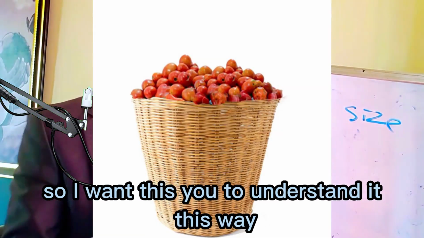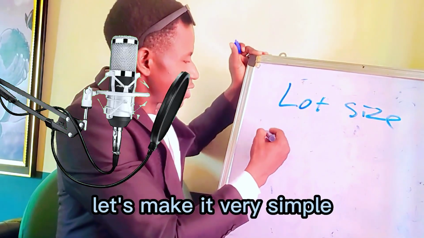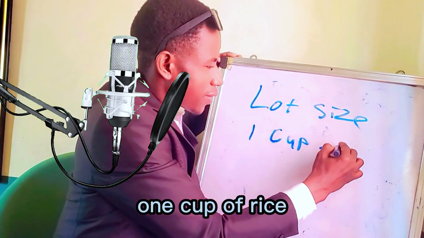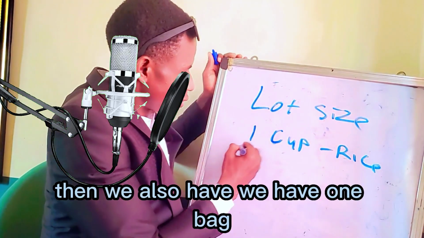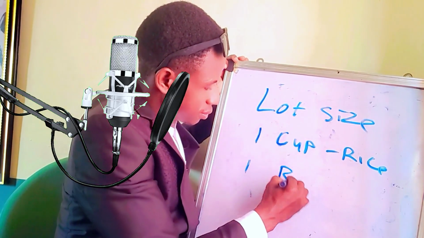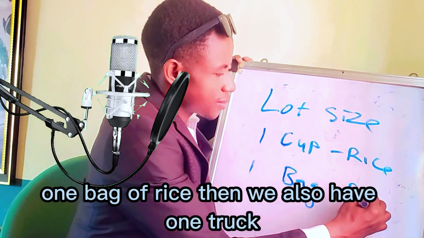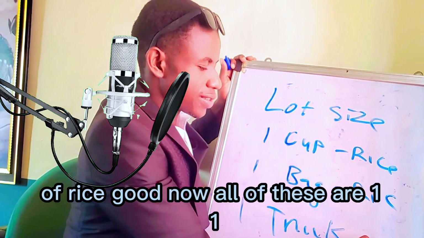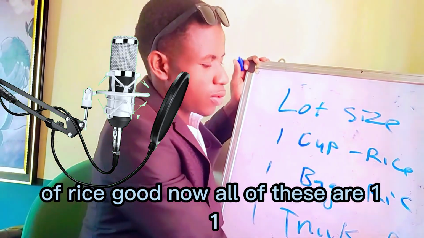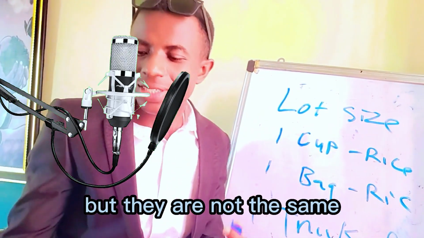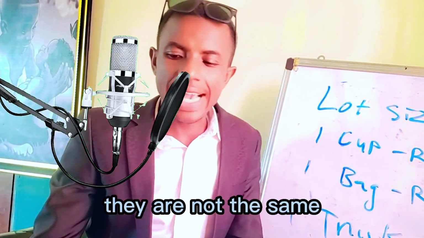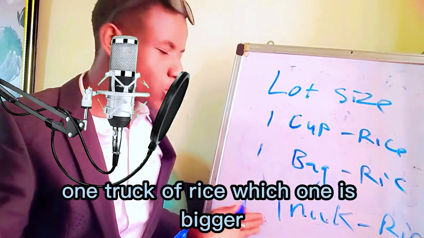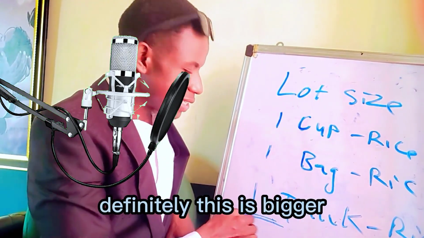So I want you to understand it this way. Let's make it very simple. Let's just use 1 cup of rice. Then we also have 1 bag of rice. Then we also have 1 truck of rice. Good. Now all of these are 1, but they are not the same. So I want you to have this understanding. They are not the same. This is 1 cup of rice, 1 bag of rice, 1 truck of rice. Which one is bigger? Definitely the truck is bigger.